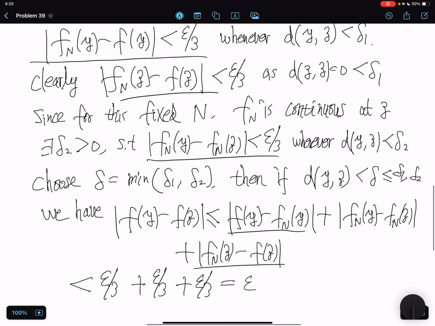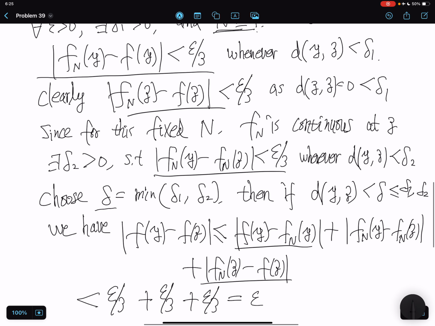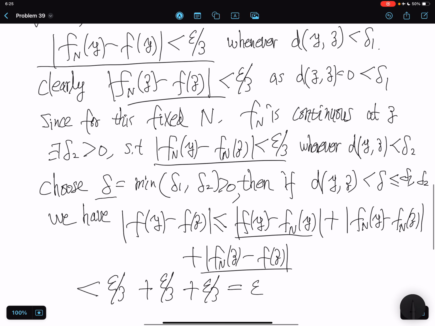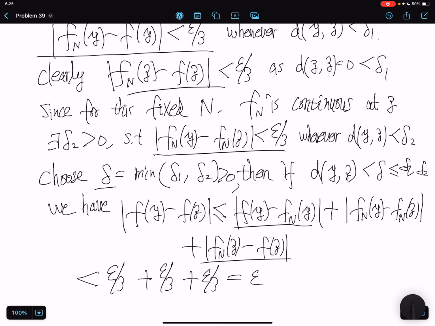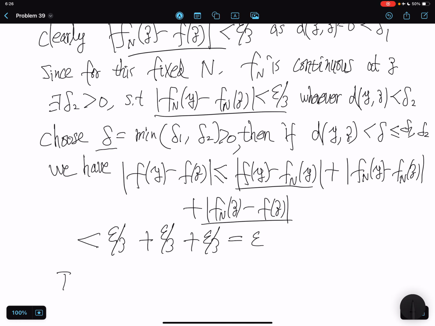So what we have shown is that for any epsilon greater than 0, we have delta greater than 0 such that if the metric of y and z is less than this delta, the absolute value of f of y minus f of z is less than epsilon. So therefore, by definition, f is continuous at z. That's it.